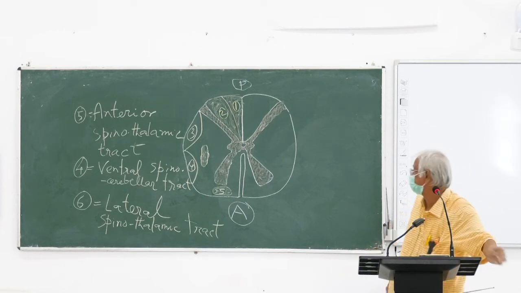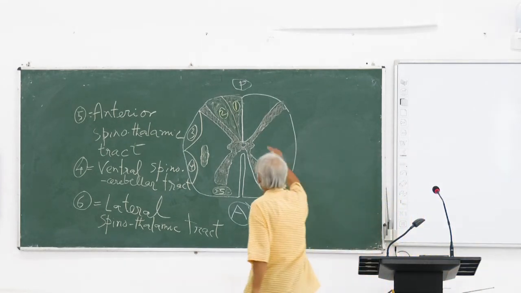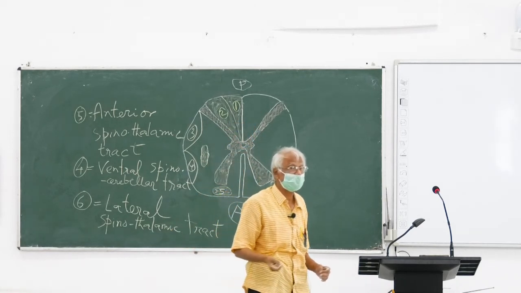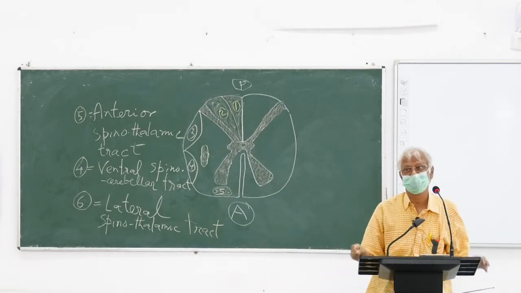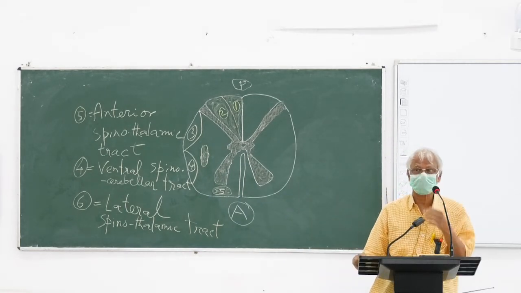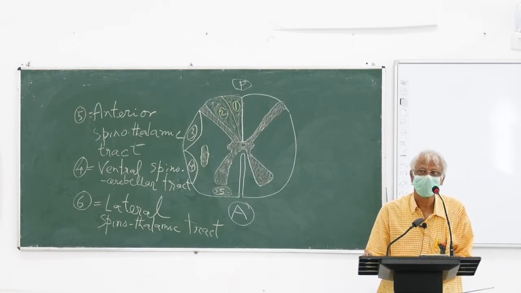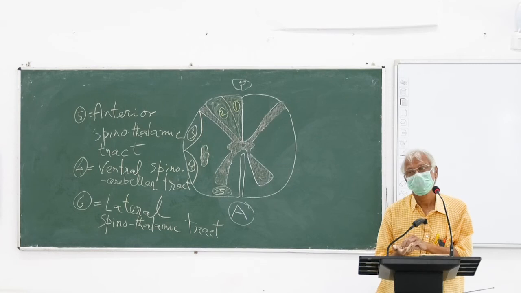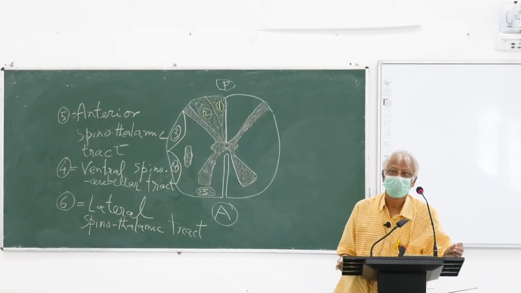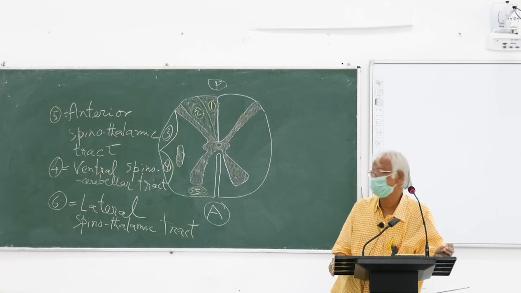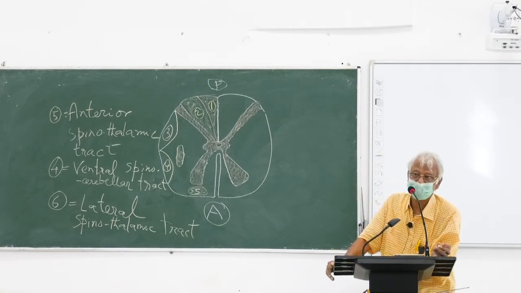Now the posterior spinothalamic tract, fasciculus gracilis and fasciculus cuneatus, carry only the very intricate sensations. Intricate sensations means not very crude but very delicate sensations, like fine touch, pressure, vibration. Fine touch, pressure, vibration, very delicate sensations.